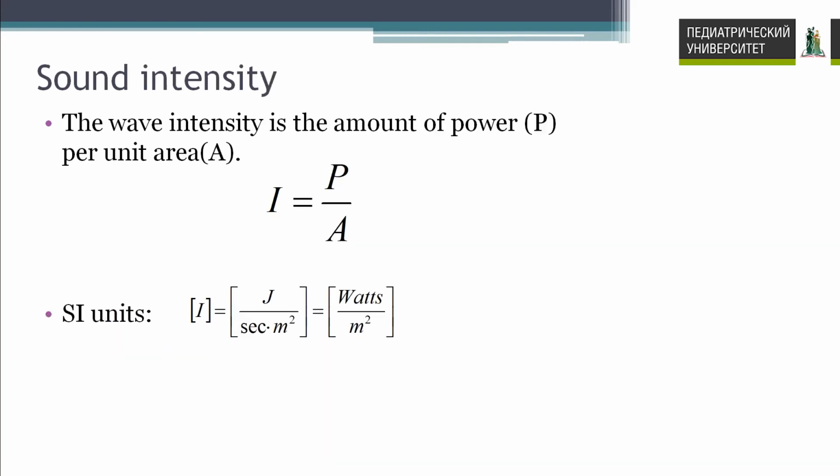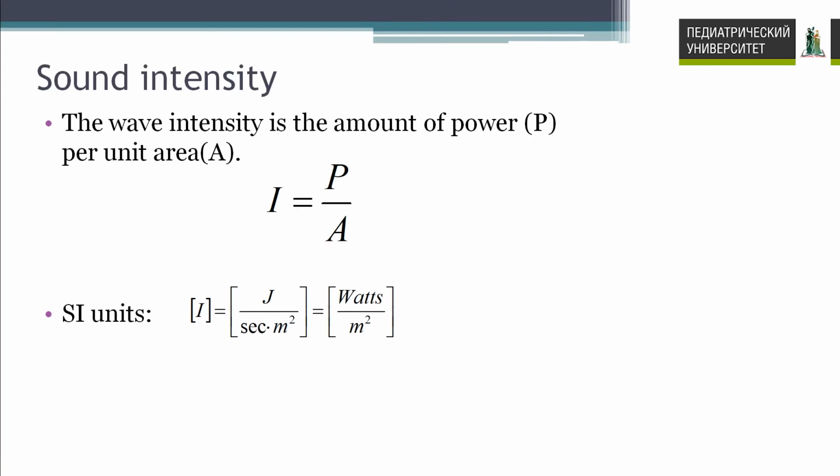The intensity of sound. Next physical characteristic is the intensity of sound. The word intensive in Russian means strong, powerful, which means that we can also say about a wave that it is strong and powerful. But what does this mean? What does intensity mean for a wave? Wave intensity is the amount of power P per unit area A. You can see the formula for calculation on this slide. Intensity letter is big I. If we divide the power by area A, we can calculate this intensity of sound.